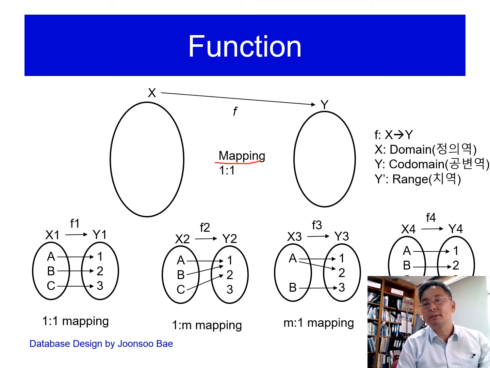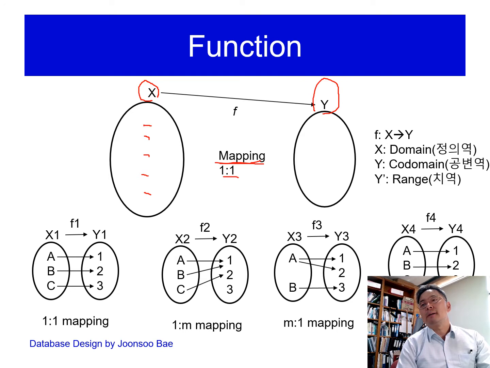Mapping means that there are two sets, X set and Y set here. Among the elements in each set, they can be mapped between these two sets. That is mapping.